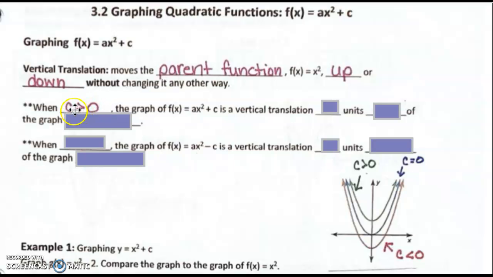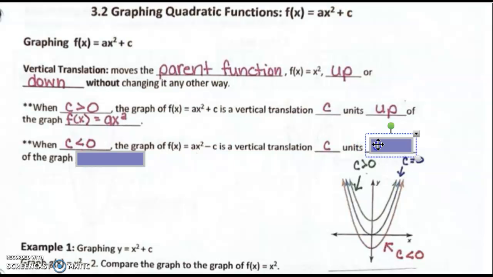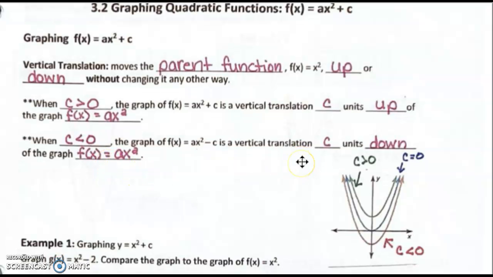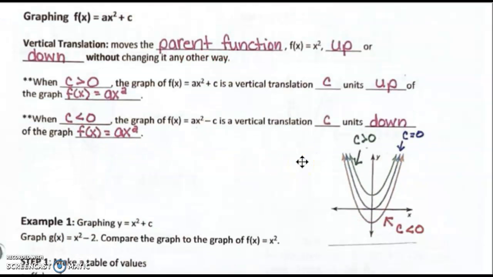Okay, so when c is greater than 0, so this would be like plus 1, plus 2, whatever, it's positive. The graph of f of x equals ax squared plus c is a vertical translation, c units up of the graph of this. So if this is plus a number, then it moves it up. So if c is less than 0, meaning it's minus c, then it moves it c units down of the graph of that function. Okay, so if we add a number, it moves it up that many spots. If we subtract a number, it moves it down that many spots.